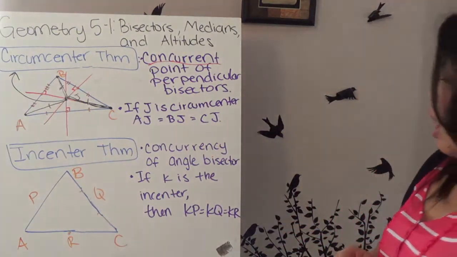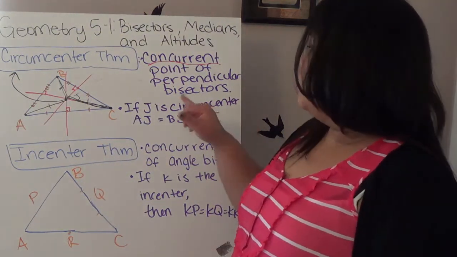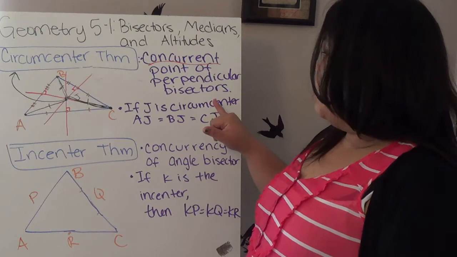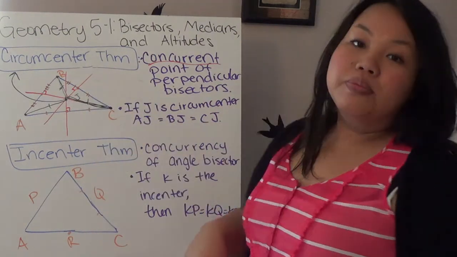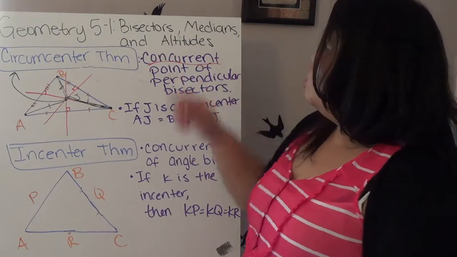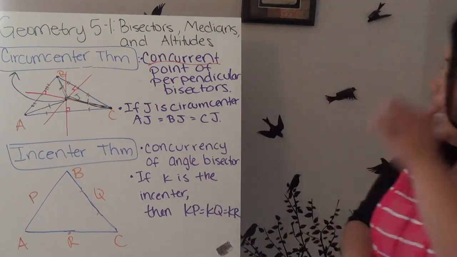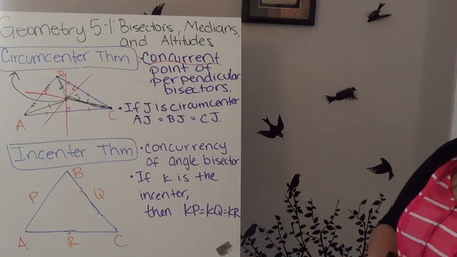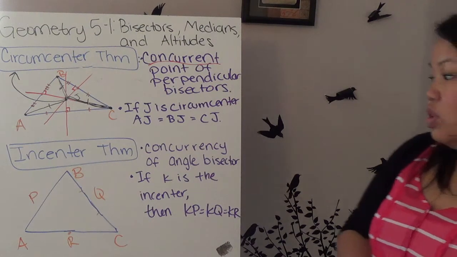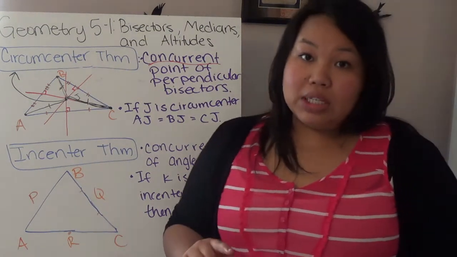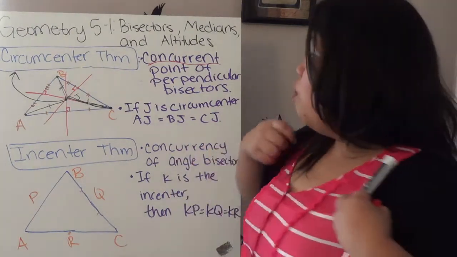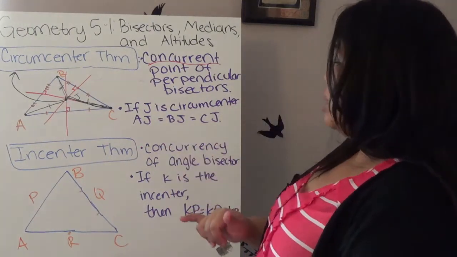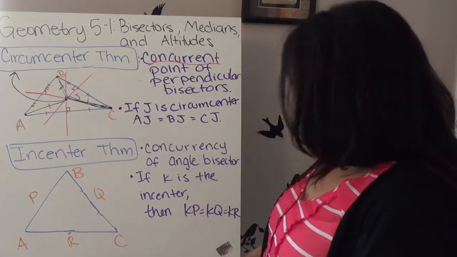So again, I find the circumcenter, which is where all the perpendicular bisectors meet, and from that point to every vertex is equal length. And that's the circumcenter theorem. Incenter is the concurrency of the angle bisectors. So if you remember what angle bisector is, the term bisector means cut in half, but this time we're not cutting the line in half like a line bisector, but we're cutting the angle in half.